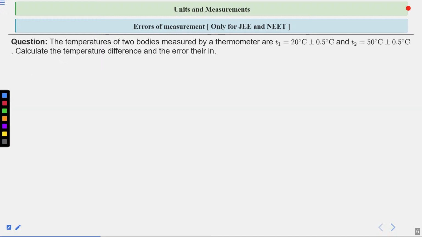So here the question is: the temperature of two bodies measured by a thermometer are T1 equal to 20 degrees Celsius plus minus 0.5 degrees Celsius, and T2 is equal to 50 degrees Celsius plus minus 0.5 degrees Celsius. Calculate the temperature difference and the error therein. So here you have to find out the temperature difference and the error.